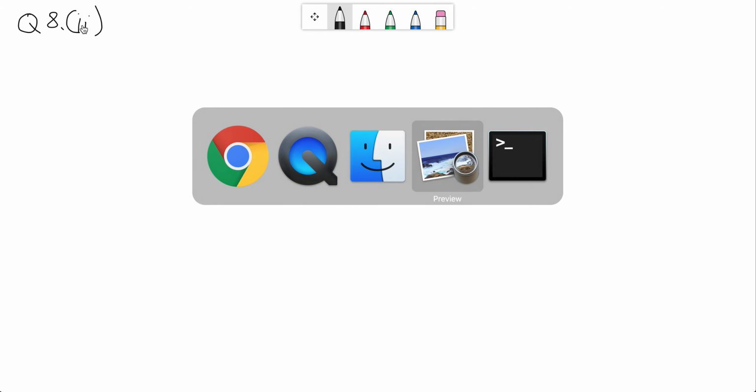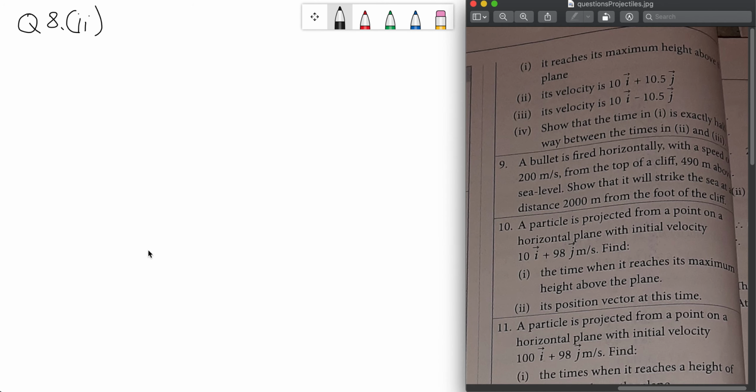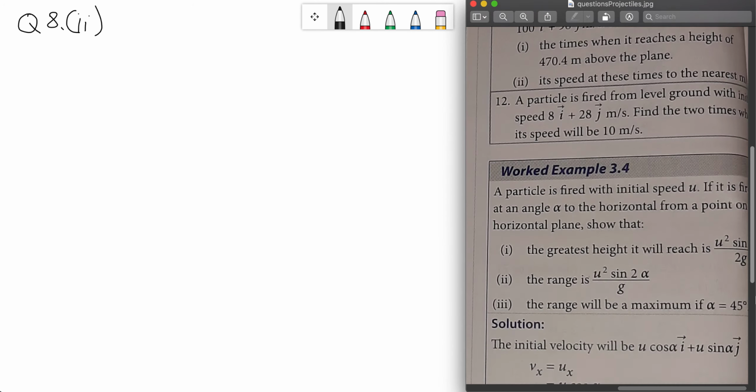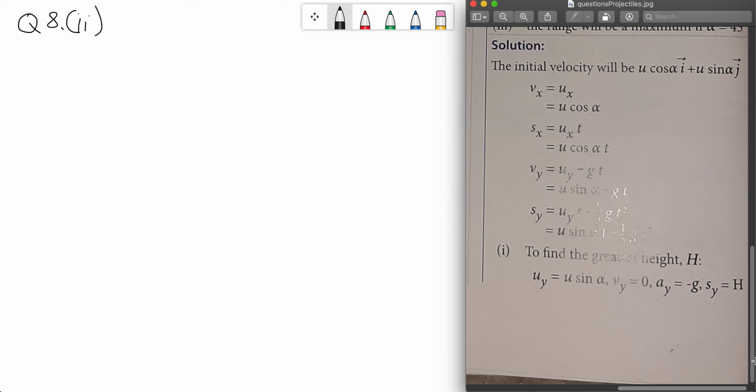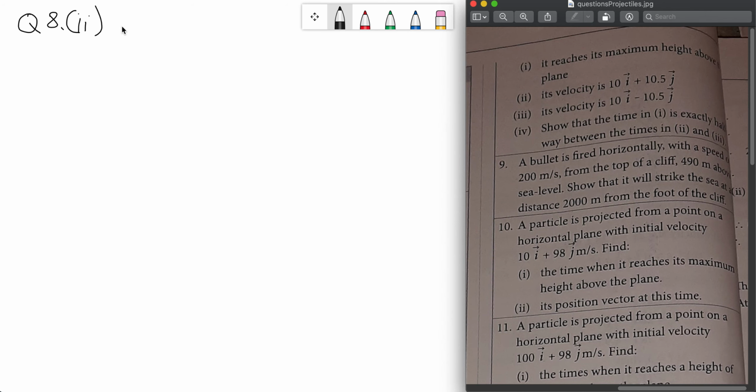Question 8, part 2. And just to remind ourselves that the object starts off at 10i and 35j meters per second, right?